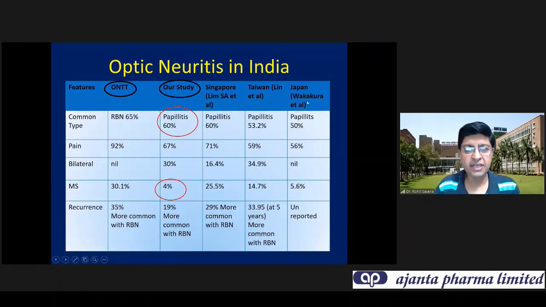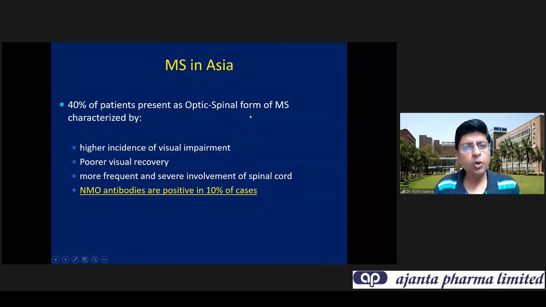And this was a comparison, and we found that it was much closer to the Asian population like Taiwan and Japan studies as compared to the ONTT. You could see papillitis being much more common, MS being much lower as compared to the ONTT, and bilaterality being much more than what has been reported in the West. In fact, ONTT did not take bilateral cases. So over time we understood that we were missing out patients of the opticospinal form of MS.